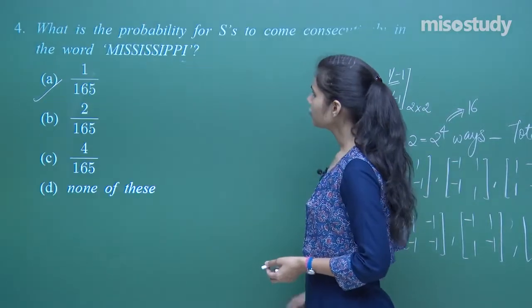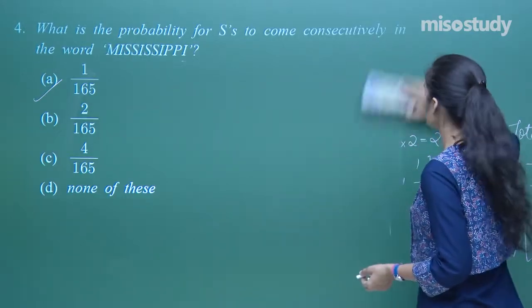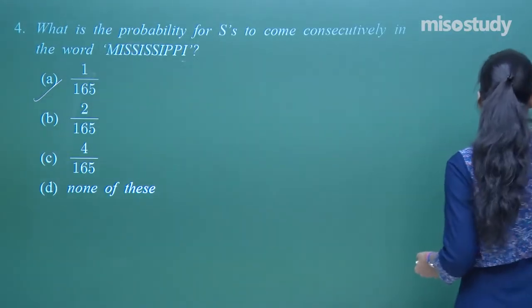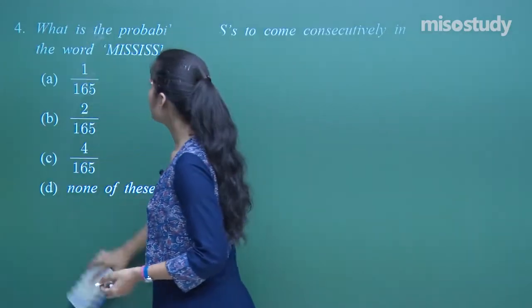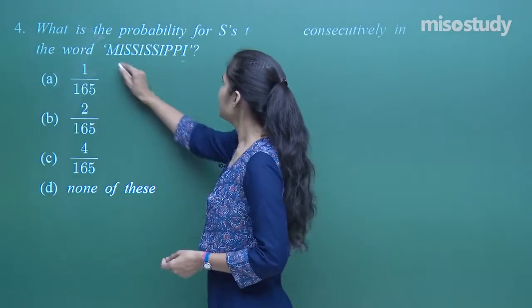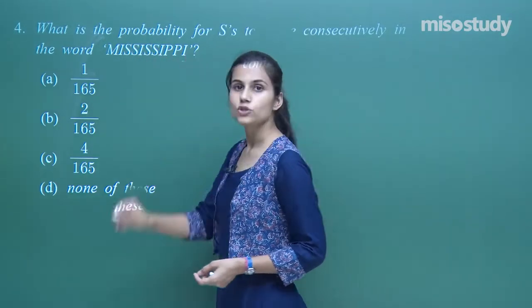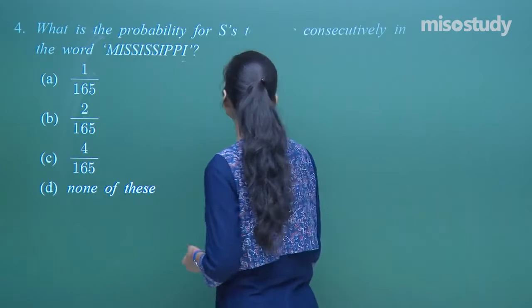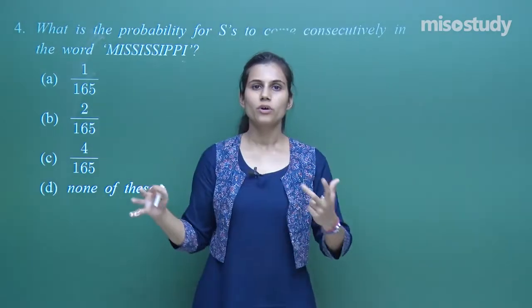Moving on to the next question, we have: what is the probability for S's to come consecutively in the word Mississippi? Okay. Let us talk about this now. So the word Mississippi, as you can very easily see, has 11 letters, out of which 4 S's are there, 4 I's are there and 2 P's are there. In how many ways can 4 S's come consecutively when you arrange the letters of the word Mississippi?